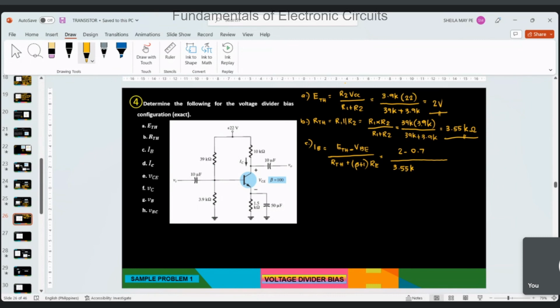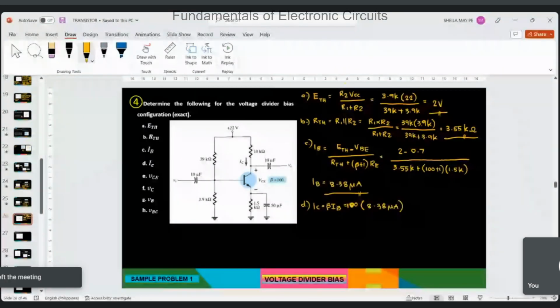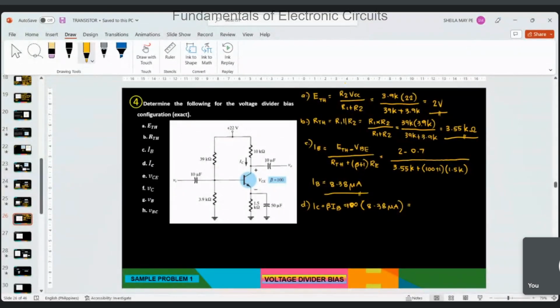Therefore, having that IB, makuha na to si IC at beta IB. Beta at 100 multiplied by 8.38 microampere. So that would be 0.838 milliamperes.